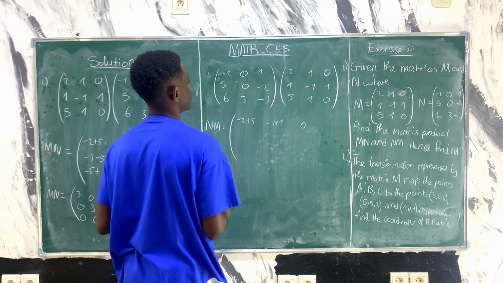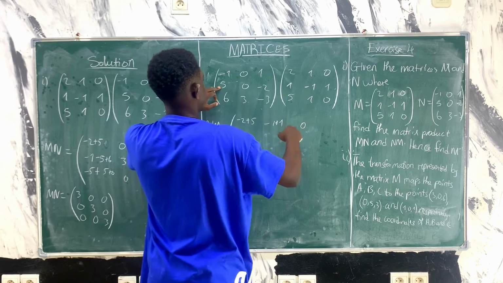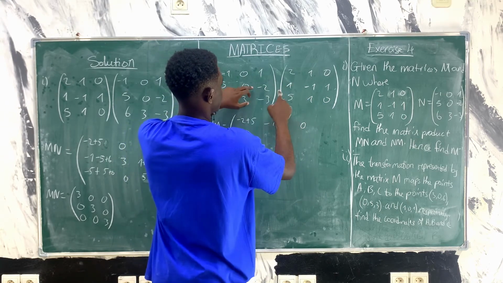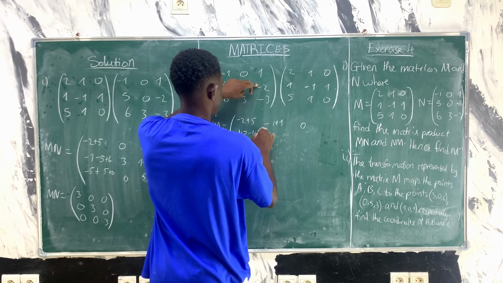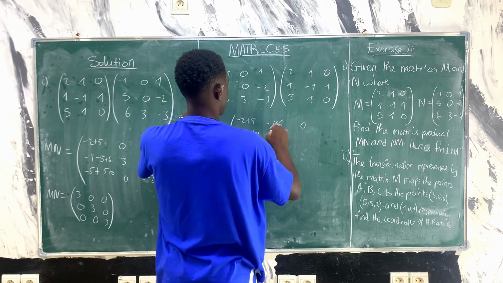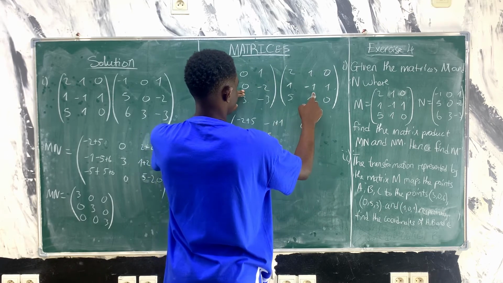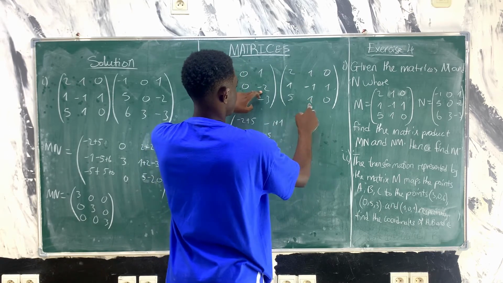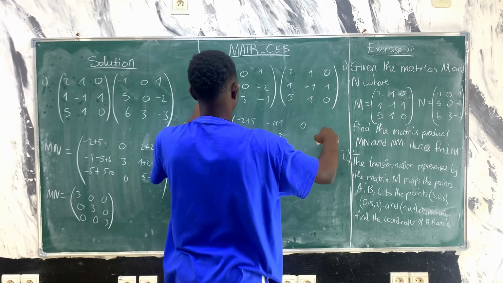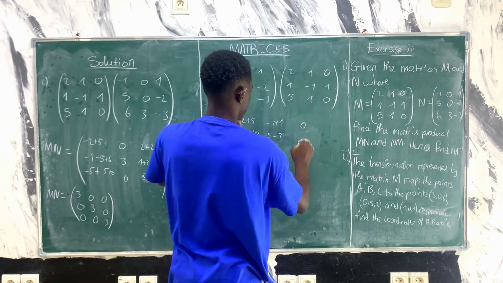So we go to the next. We do this times this. 5 times 2, we have 10. Here we have 0, minus 2 times 5, minus 10. So this times the second one, 5 times 1, 5, 0, minus 2 times 1, minus 2. So this times the last one, we have 0, 0, 0.